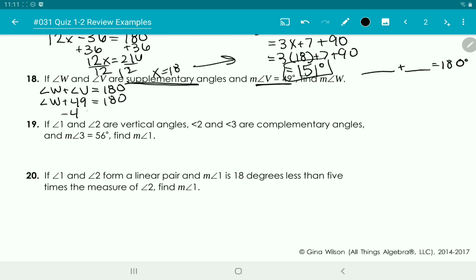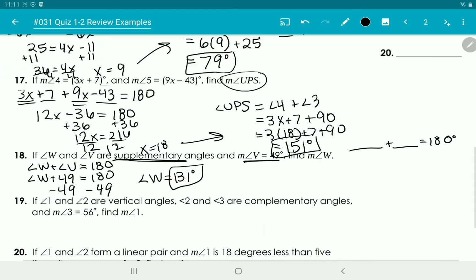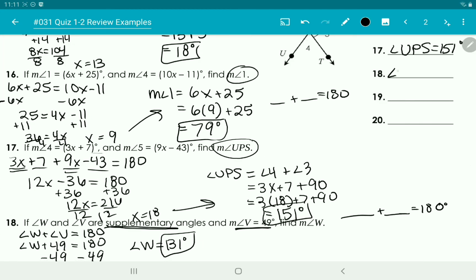In order to solve for angle W, we're just going to subtract 49, giving us angle W is equal to 131 degrees. So we can write up here on number 18, angle W equals 131 degrees.